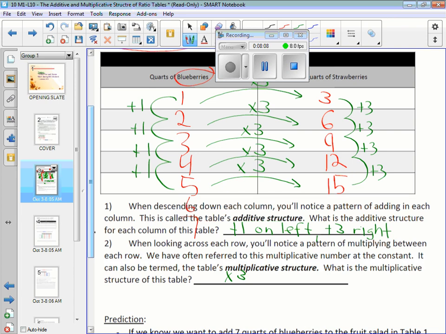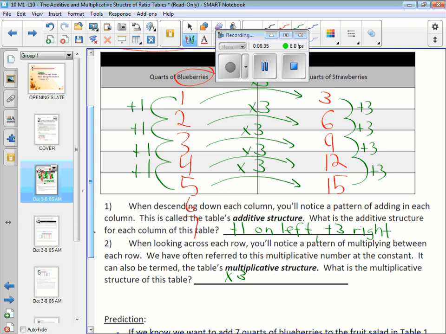Liv. And then do, for the quarts of strawberries, 3, 6, 9, 12, 15, and then do times 6, do 15, 18, and then 21. Okay, so you're still adding by 3s. How would you do it, though, using multiplication? Joe? 7 times 3. Because no matter what you have on the left, you're multiplying by 3 to get it on the right.